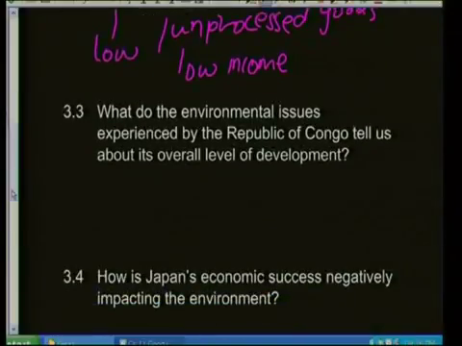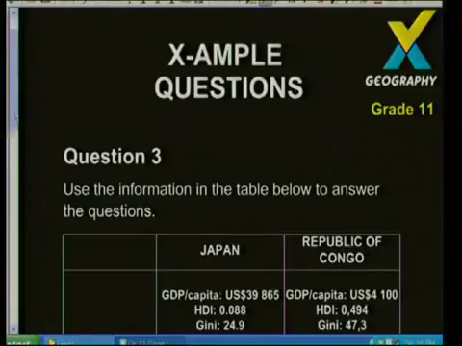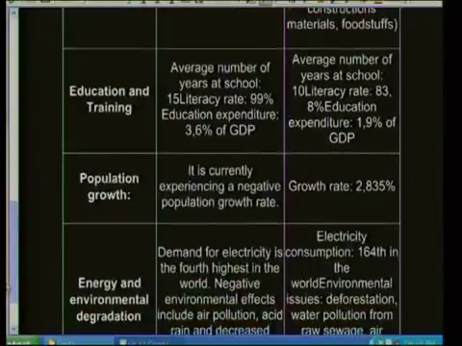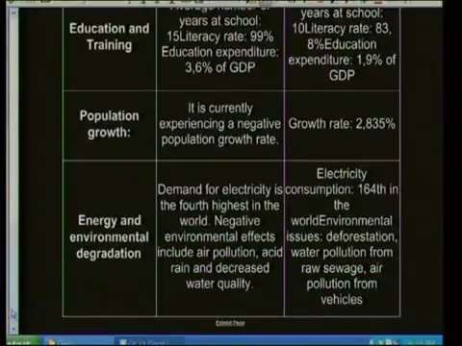What do the environmental issues experienced by the Republic of Congo tell us about its overall level of development? So we need to go back to our table and look at environmental issues, which there's a section of it. If we look at the Republic of Congo, it says electricity consumption, 164th in the world. Environmental issues, this is what we need to pick up on: deforestation, water pollution, and pollution from vehicles. So those are the environmental problems that they are battling with.